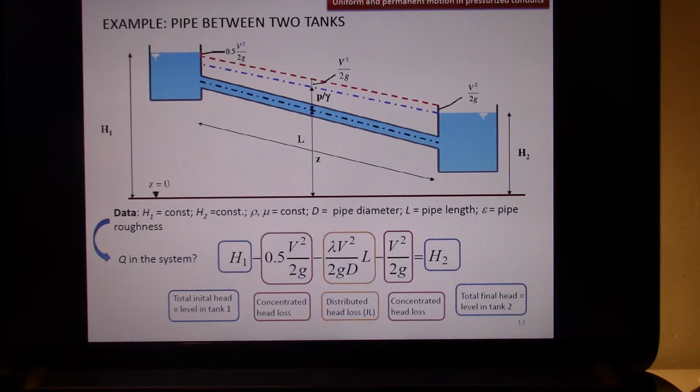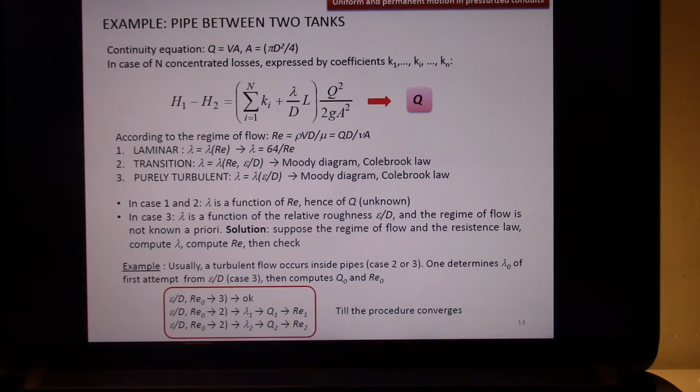Alright, so if I want to compute the volumetric discharge moving inside your system, I have to remember basically to apply Bernoulli's theorem, as we have seen right now, and the continuity equation, which says that Q is equal to the velocity times the cross-section area, and these terms remain constant.